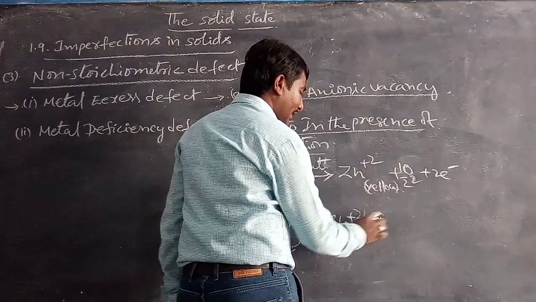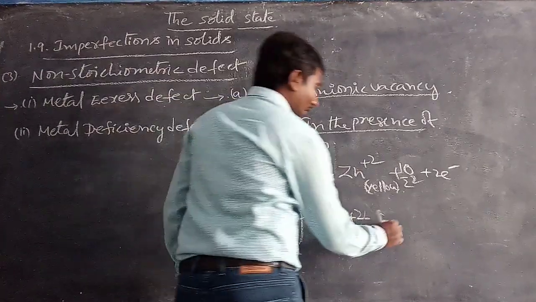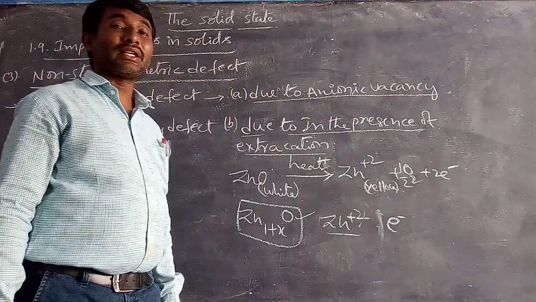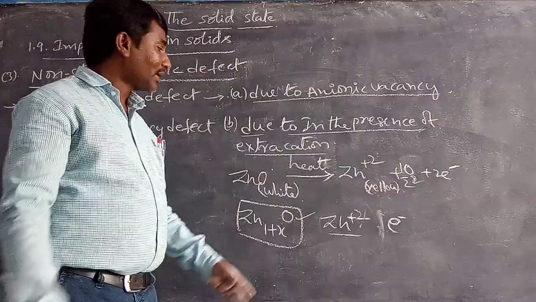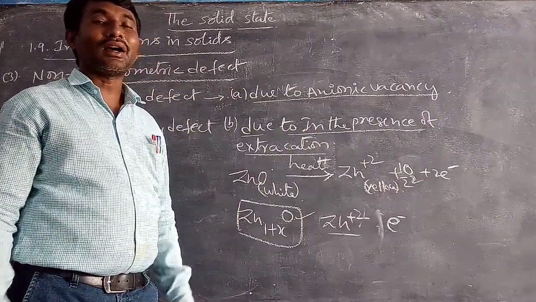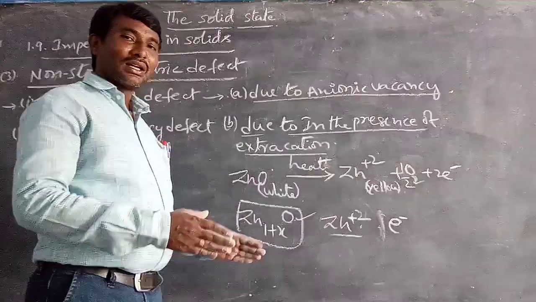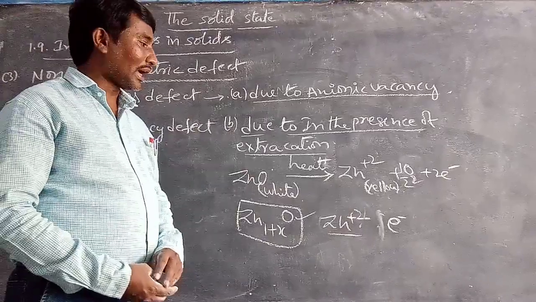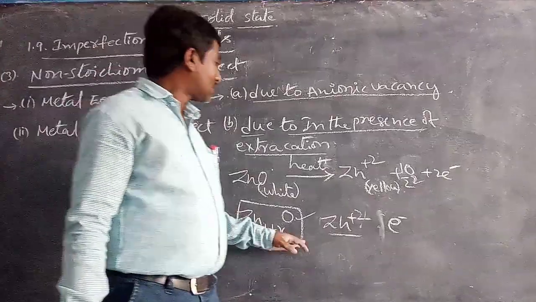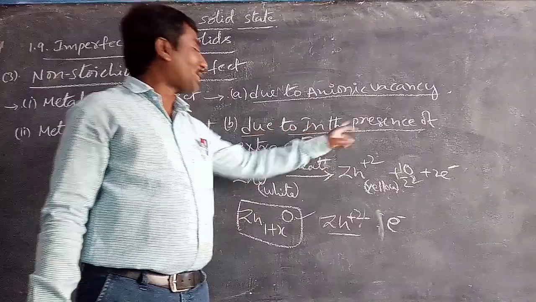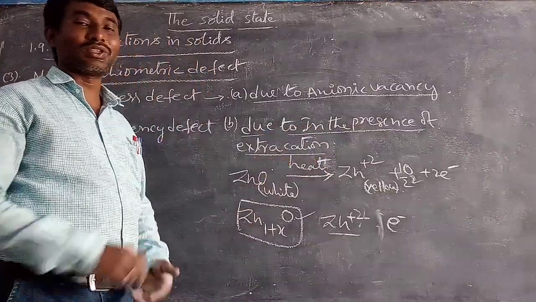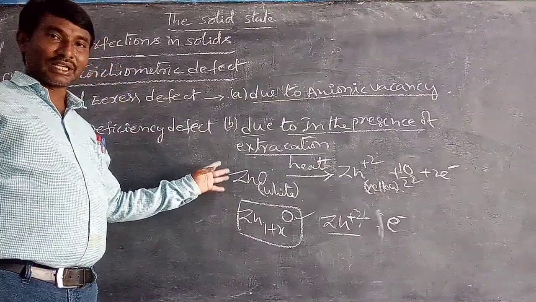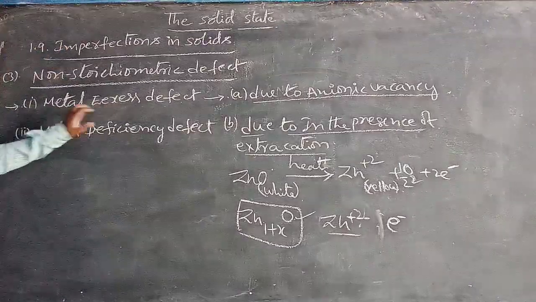They occupied the interstitial sites, and the extra liberated electrons are occupied by the neighboring anionic sites, that is, interstitial to neighboring anions. So this is due to the presence of extra cations. This type of defect is called metal excess defect.